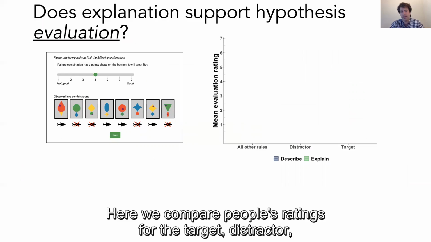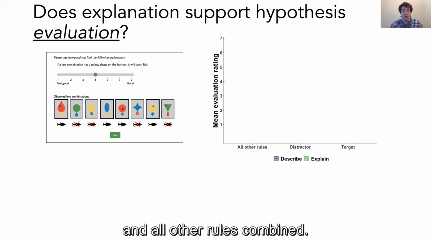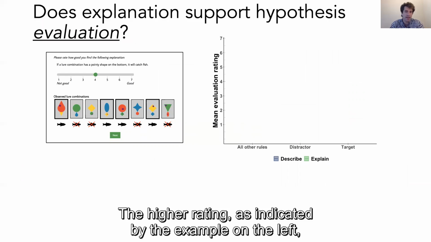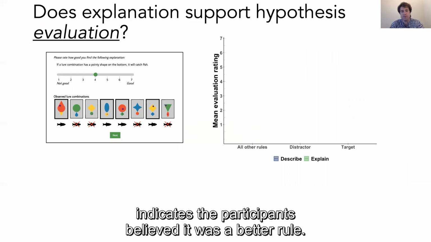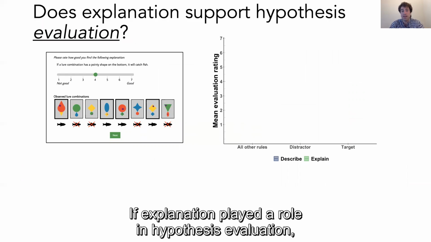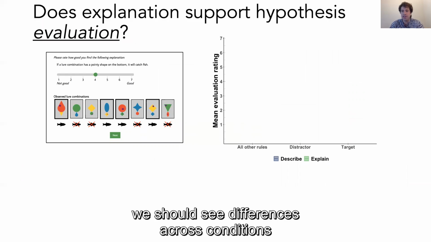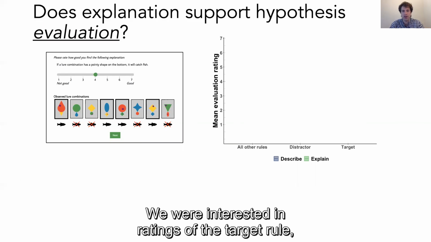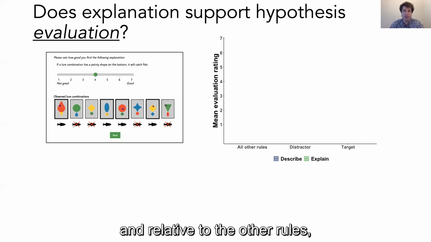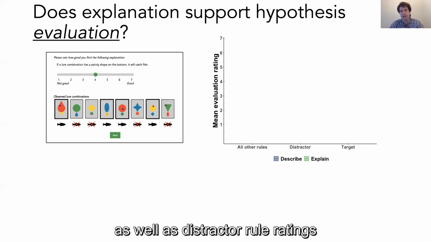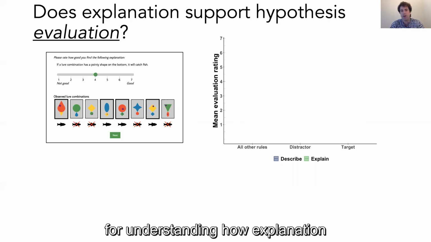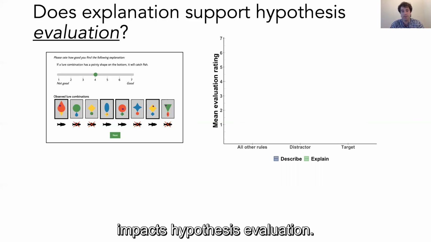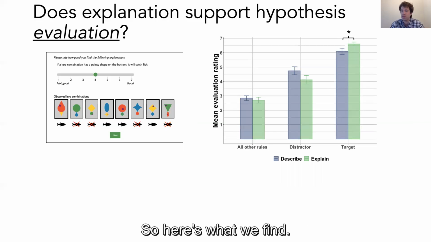Here, we compare people's ratings for the target, distractor, and all other rules combined. A higher rating, as indicated by the example on the left, indicates that participants believed it was a better rule. If explanation played a role in hypothesis evaluation, we should see differences across conditions in how they evaluate these rules. We were interested in ratings of the target rule, both across conditions and relative to the other rules, as well as distractor rule ratings across the two conditions, since this might provide an additional lens for understanding how explanation impacts hypothesis evaluation. So here's what we find.